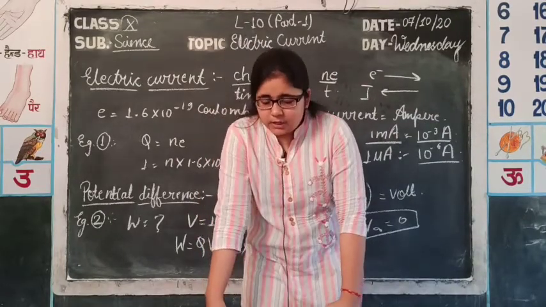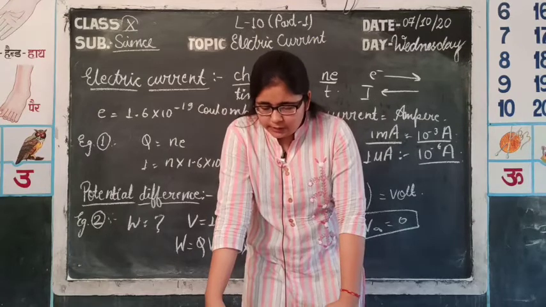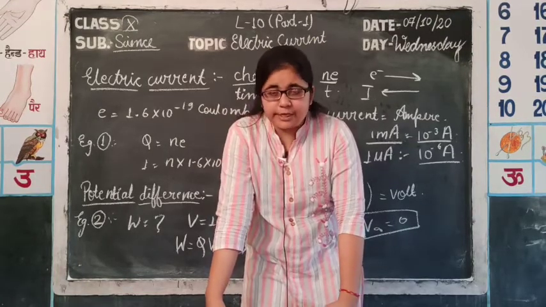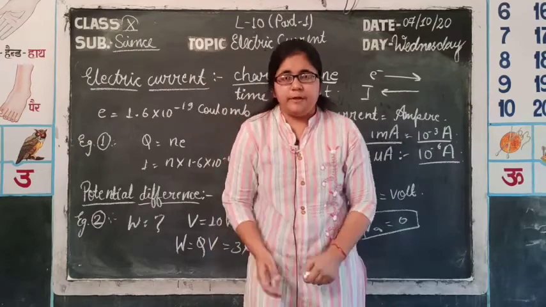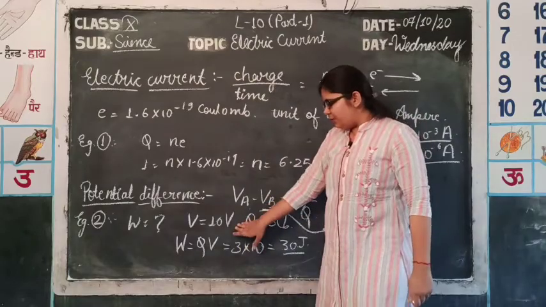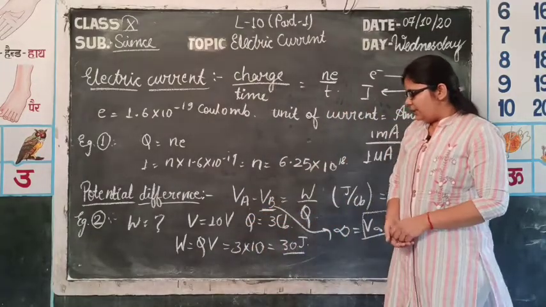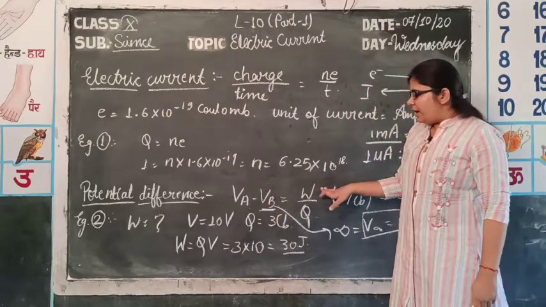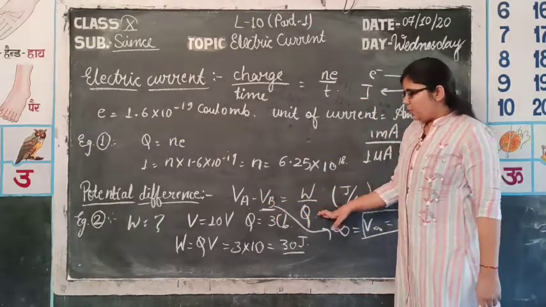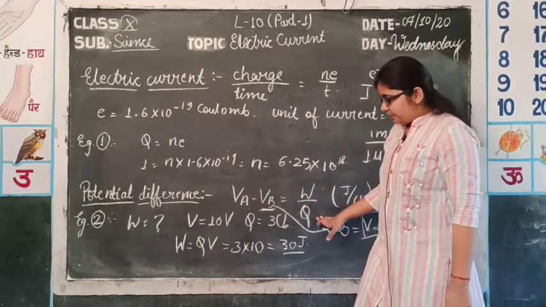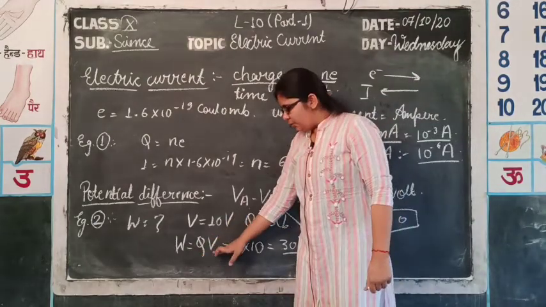The question is, how much work is required to be done to transfer a charge of 3 coulomb between 2 points with potential difference of 10 volt. So, in the question, potential difference is given, that is 10 volt, and charge is given, that is 3 coulomb. And as you know, the potential difference is equal to work done divided by Q. So, work done will be potential difference multiplied by the Q. So, work done is QV.